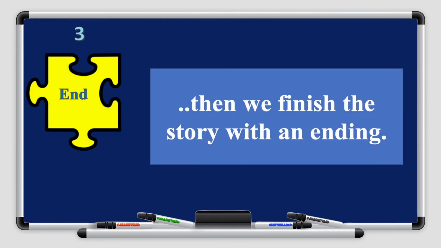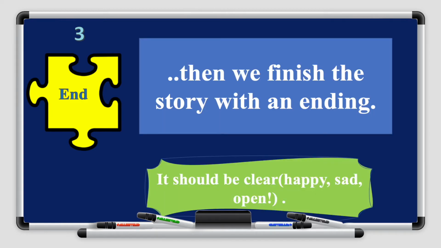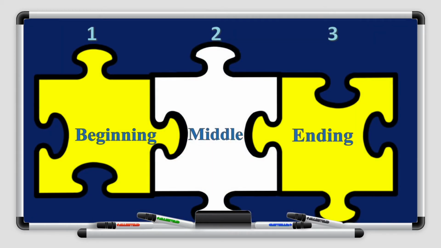So then we finish with an ending. The ending of the story of Goldilocks and the Three Bears is when they found her and she ran away. Okay, so it should be clear. Should it be a happy ending? Should it be a sad ending? Or should it be an open ending for the reader to decide what happened in the end? Okay, so these are the 3 things: a beginning, a middle, and an end.